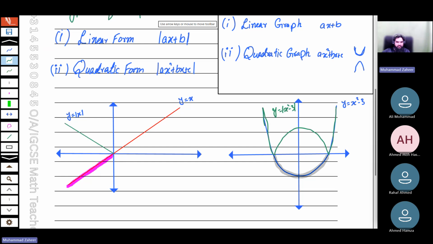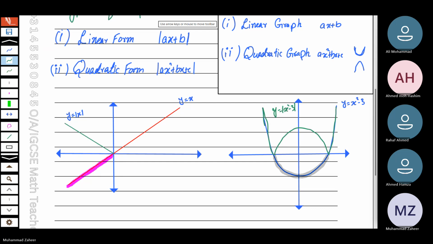Yes, everyone. Any question? Yes, Ali Muhammad, Ahmed Muhammad, no, clear. Rahaf Ahmed, Ahmed Hamza.